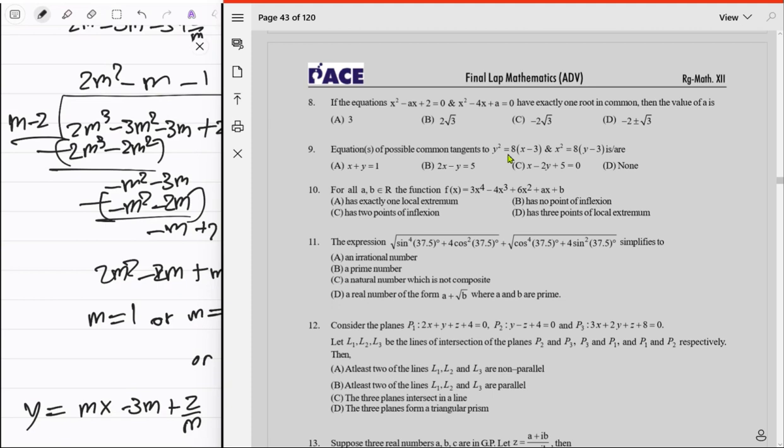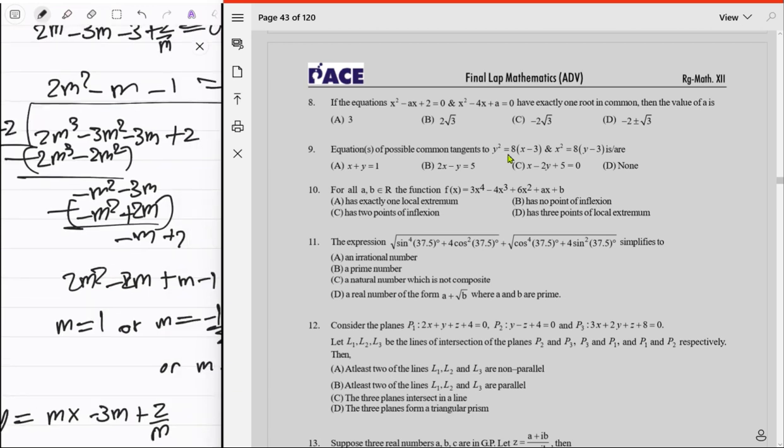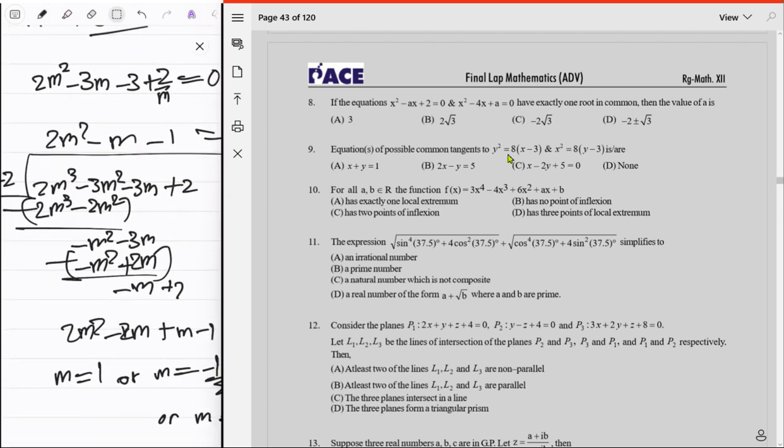God, no, something went wrong. Negative m squared minus 3m came out, and then minus m's, like... It should be negative 5m plus 2. Wait, that won't work in that case. What went wrong?